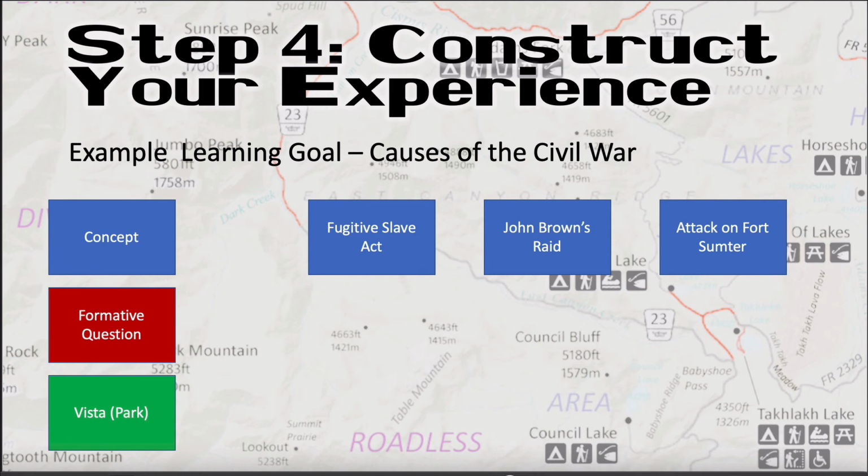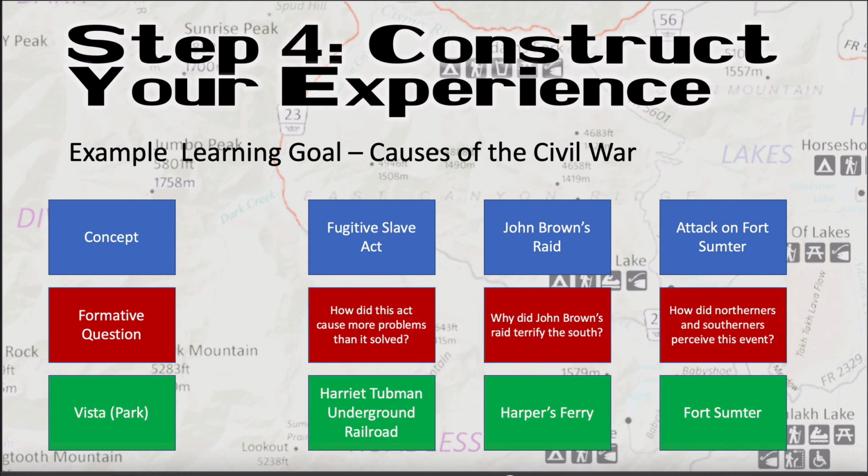Now, the way I'm going to do that is I'm going to combine a vista, or a view, a 360 image of a place, with a formative question that if I ask them and they answer it, I know that they understand that concept. So the view allows you to ask the question, which gives you an understanding of whether or not they understand the concept. So it's kind of backwards forwards, but here's what that might look like.